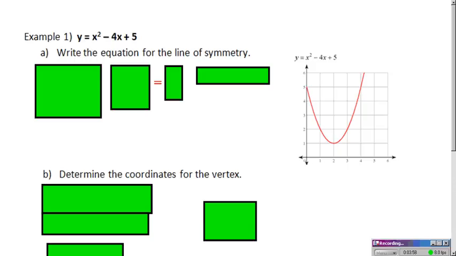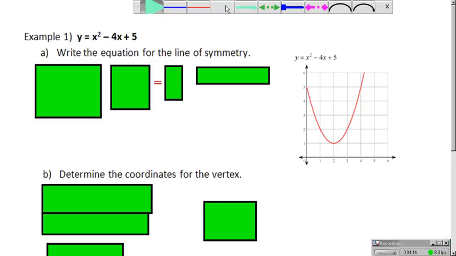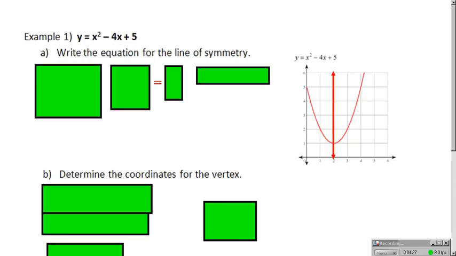In part A, it says, write the equation for the line of symmetry. Notice, here's what the graph looks like. y equals x squared minus 4x plus 5. We need to find the line of symmetry. Well, if you find the line of symmetry, remember, it's going to mirror it. The line of symmetry would come right down here, where it meets that vertex. So you'd have x equals 2. That's just by looking at the graph. You also need to know how to use that equation to find the line of symmetry, and that's what we're going to work through here.